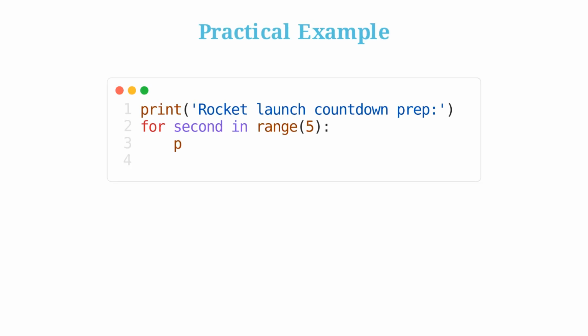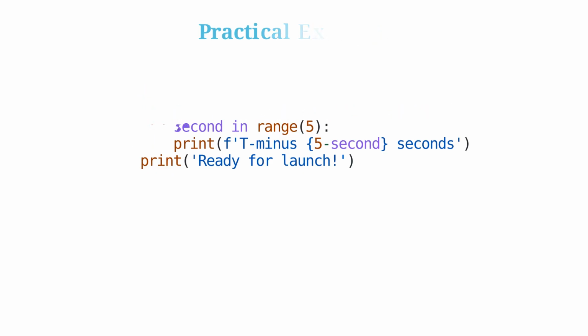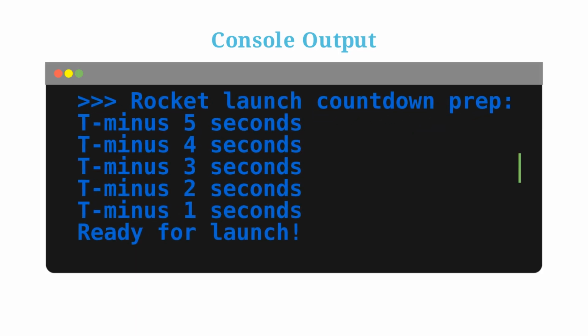Here's a fun practical example. A rocket countdown. We use the range numbers to create a countdown sequence. Watch how we turn 0, 1, 2, 3, 4 into 5, 4, 3, 2, 1. See how beautiful that works? We transform the range numbers into a perfect countdown sequence.